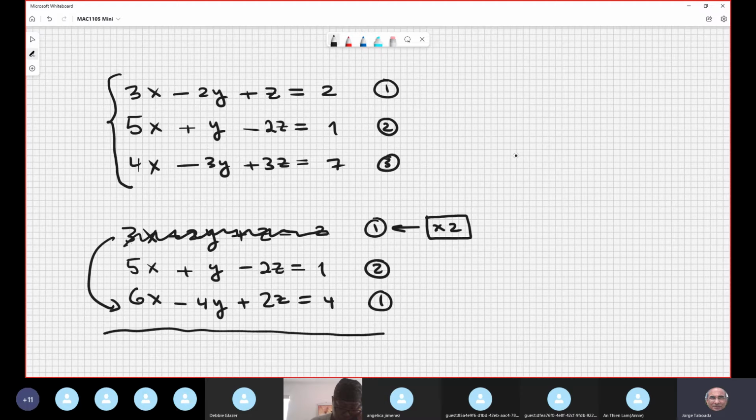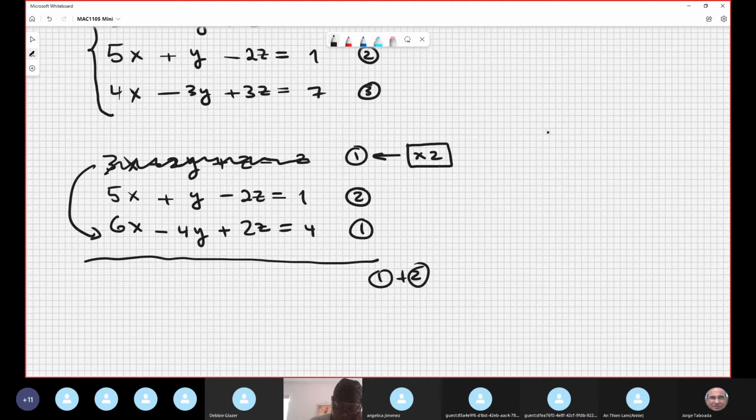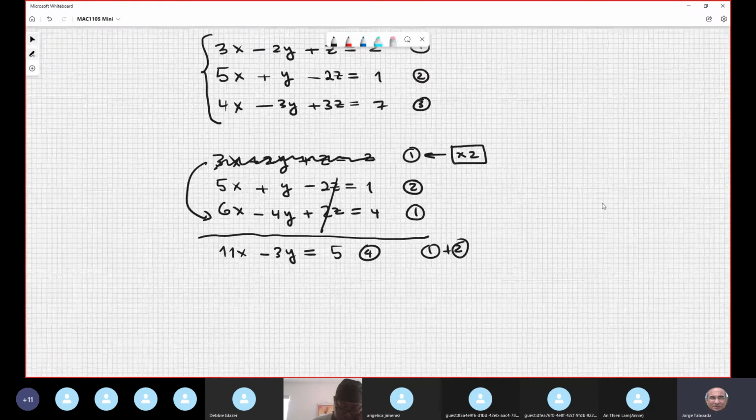Okay, because when you add it now, equation 1 plus equation 2, it is obvious that the z is cancelled out. Boom. So we have 11x, I column, guys, minus 3y equal 5. This is my equation 4. Super, super good. Let's continue.